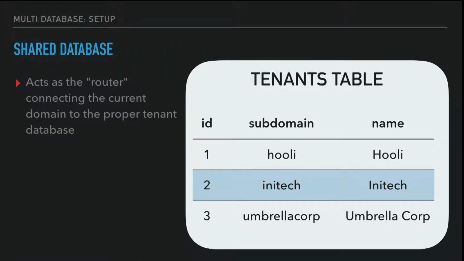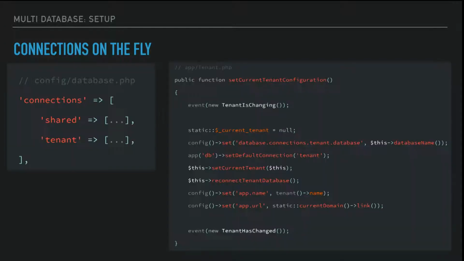So if you wanted to start setting this up, how would you go about doing that? You would actually have another database that we call the shared database. And this acts as a router. So when a request comes in, you identify the subdomain of the request if you were using the subdomain style of domains. And you would say, OK, I want to connect to Initech, which is number 2. And basically, you would set Laravel up so that the database would then change on the fly in the background. And I'll talk about that next.